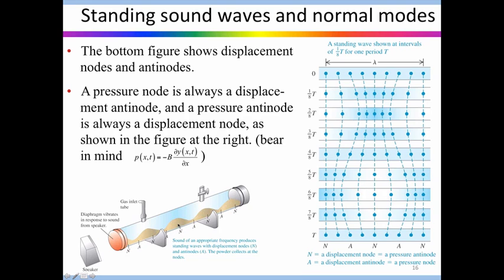So where do you think the sand will be piled up? It will actually pile up at the displacement nodes, because here the sand doesn't move at all. It is being pushed by sound waves on both sides. So this is what we expect to see. These are displacement nodes, and this is a displacement antinode, so the sand is being taken away from this point here.